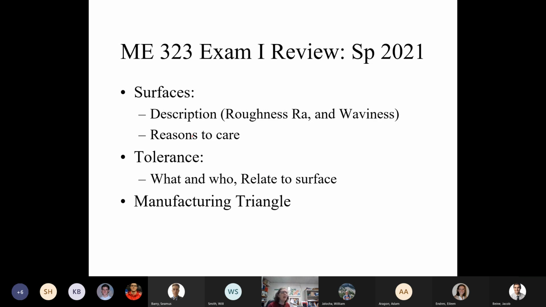And we should be aware of a little bit of the why, and whether we want a smoother or rougher surface. We should be aware of what a tolerance is, and this is the accepted deviation from nominal. The designer sets the tolerance, and we recognize that there is a relationship between tolerance and surface roughness. And then what is the manufacturing triangle, and what are some of the main components in the manufacturing triangle, which we get from our textbook.